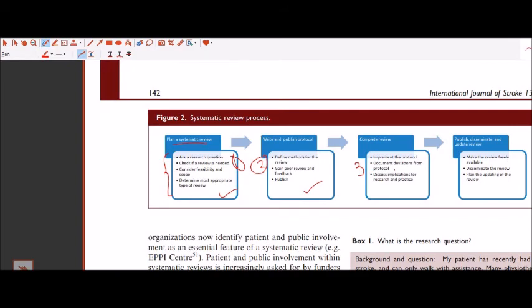Number 3, implement the protocol, document deviations from the protocol, and discuss, and this becomes another paper for you. Fourth would be make the review freely available, disseminate the review and plan the updating of the review. This is the 4th step, and you can publish even this one also. So 1, 2, 3, 4, and combining all these things together will be your 5th paper. Now, if you have completed these 5 papers, then you can proceed further with what I call meta-analysis.